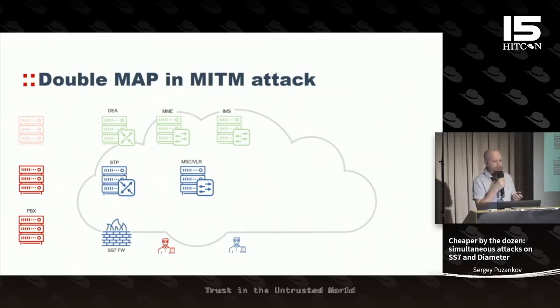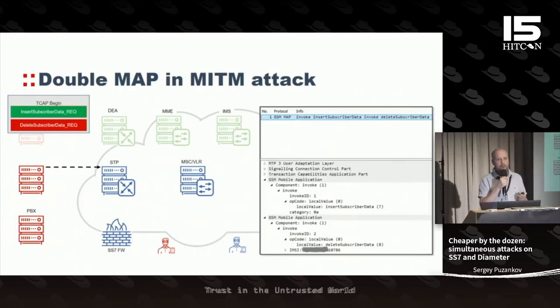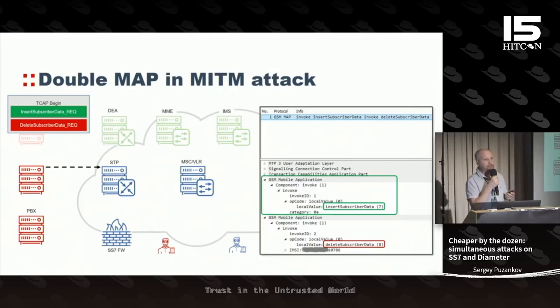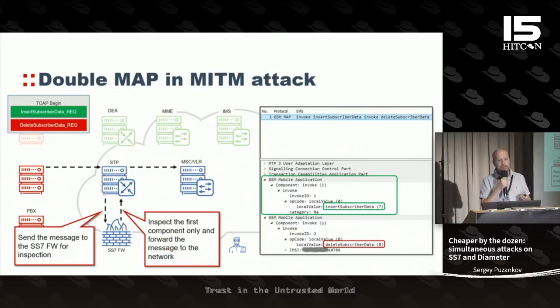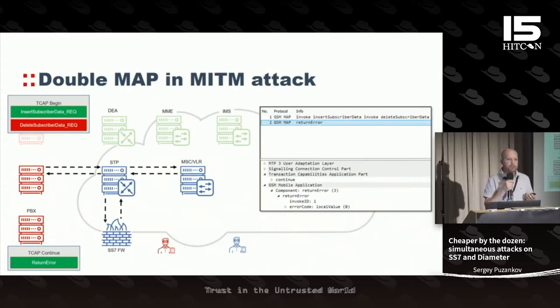Now, how does it work in real life? The intruder sends this kind of signaling message with double MAP components. The first component is insert subscriber data, and the second component is delete subscriber data. But the insert subscriber data does not contain subscriber identities at all. This is okay as per the standard. The STP sends this message to the SS7 firewall. The SS7 firewall inspects only the first component. It finds it is without subscriber identity, so nothing suspicious. It sends the message back to the STP, and the STP delivers this message to the destination MSC. From the MSC's point of view, this combination of delete and insert operations simultaneously is quite weird. So the MSC replies with an error.